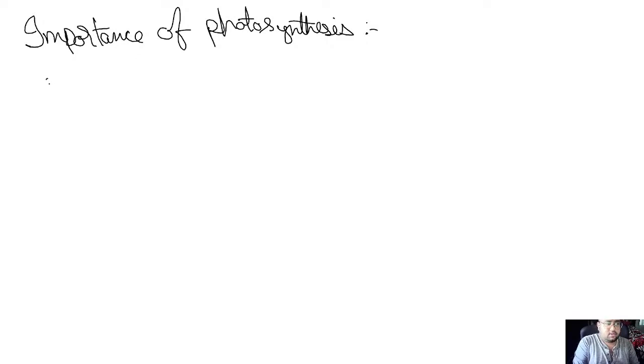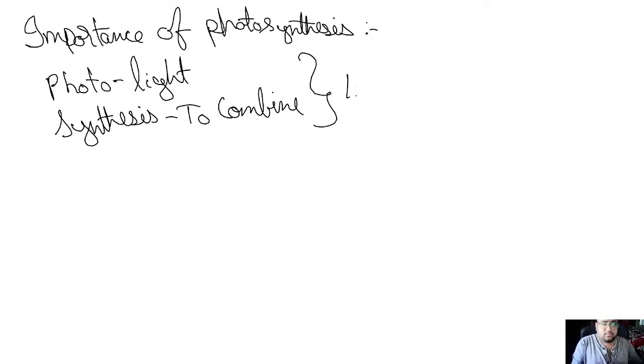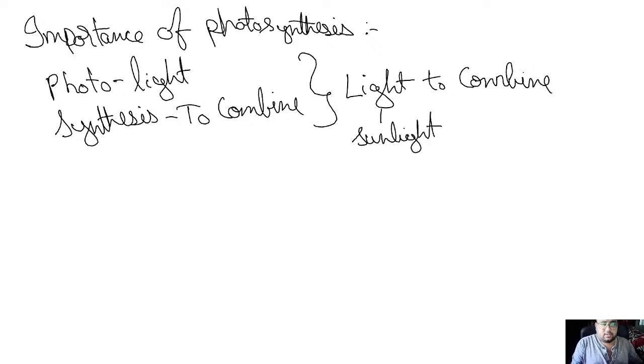So to break it in simple, photo means light. Synthesis means to combine. Which means photosynthesis means light to combine. So if you ask me what is light, light is that something we get from the sun, like sunlight. That is only light here. So this is generally what photosynthesis is meant.